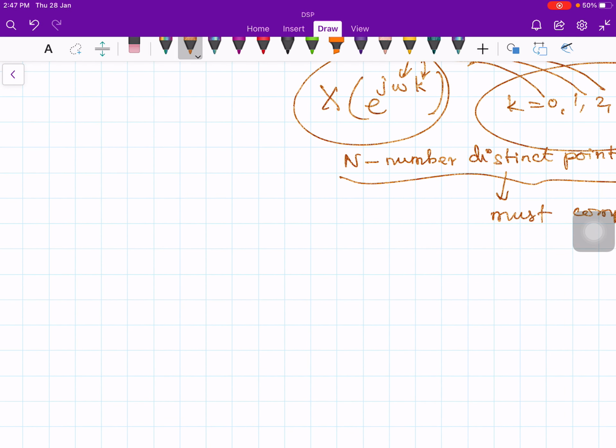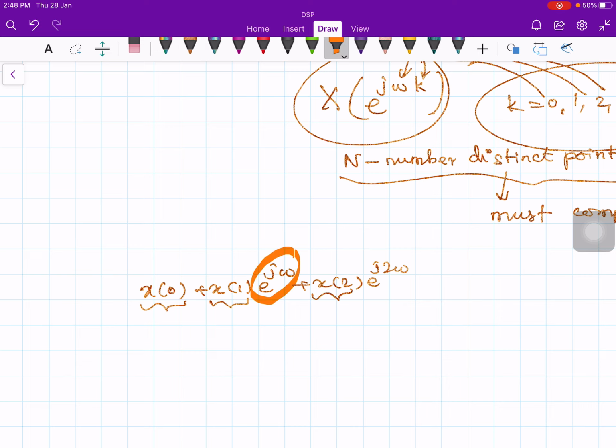Here omega is a variable, then x of 0 plus x of 1 times e to the j omega plus x of 2 times e to the j times 2 omega. Now where is the information? Information is in x of 0, x of 1 and x of 2. This guy doesn't have any information. It's a polynomial. Only the coefficients have it. Therefore, this is not information.